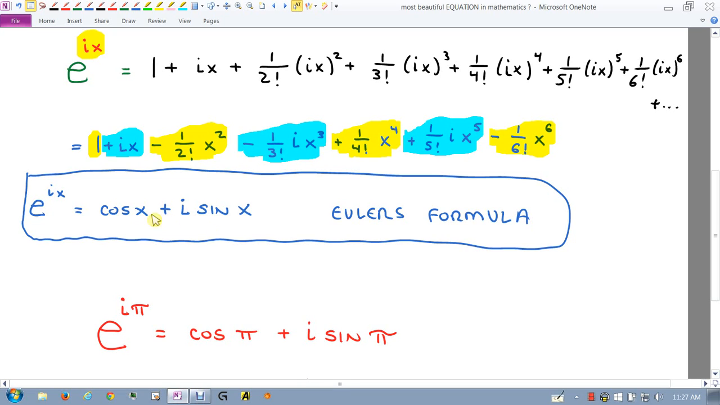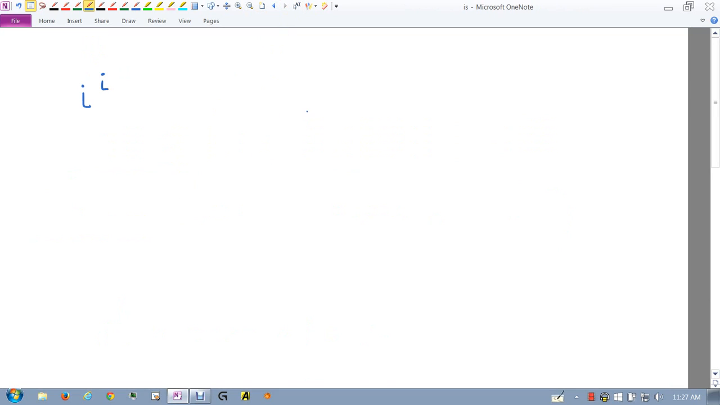Pi over 2. Cosine of pi over 2 is 0. Sine of pi over 2 is 1. So you would get i, wouldn't you? That's the key. Because that means that i is actually equal to what? Cosine pi over 2 plus i sine pi over 2. But that's just e to the what? i times pi over 2, right? i times pi over 2.